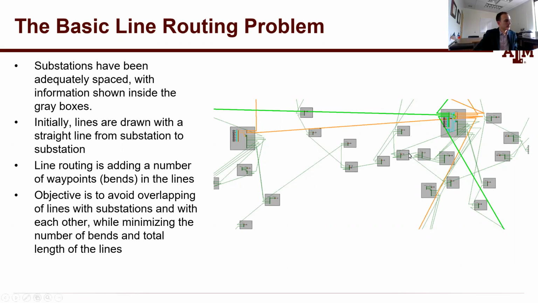So the objective here is to add a few waypoints, a few bends into these lines to draw them not exactly in a straight way, but to avoid overlapping lines with substations and with each other while minimizing the number of bends and the total length of the line. So there are solutions that avoid overlapping and avoid intersections, but they make so many bends that things kind of go around crazy, and that isn't really easy to understand either. So it's kind of finding a trade-off.